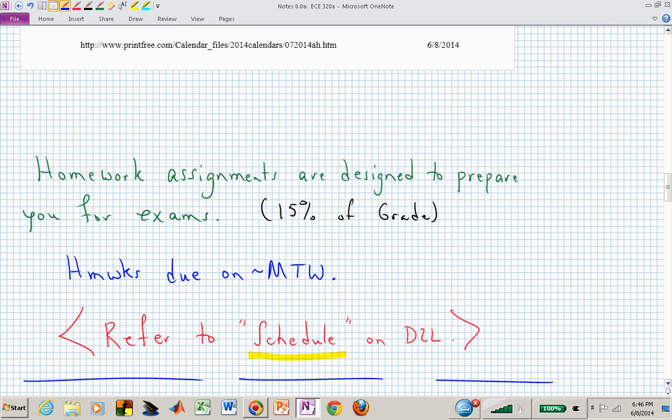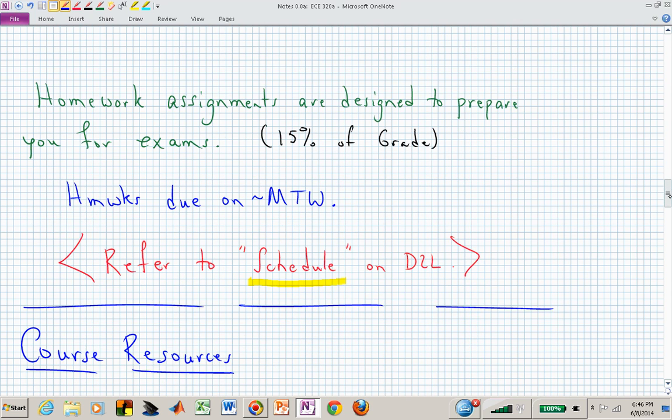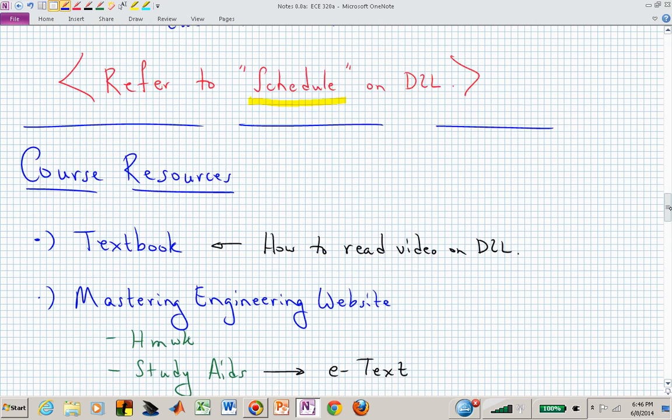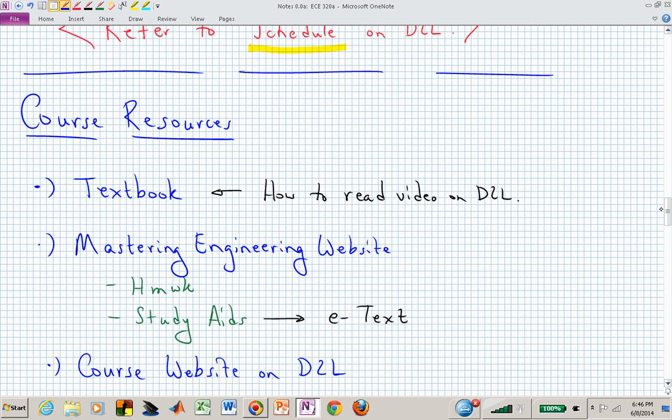As you could see from the calendar, the homeworks are typically due on Monday, Tuesday, or Wednesday. The schedule, you should find that also inside Unit 0 or on the front page of the D2L website. Just look for schedule, and you should be able to find what days the homework assignments are due, and it should be clear when you start getting into the individual units on the D2L website when those homework assignments are due.